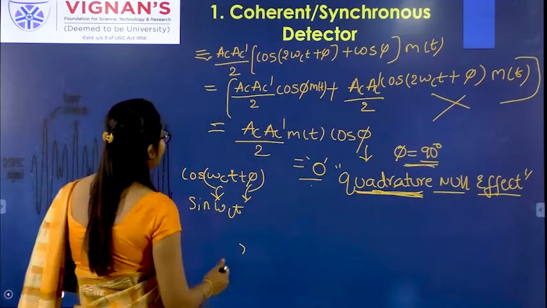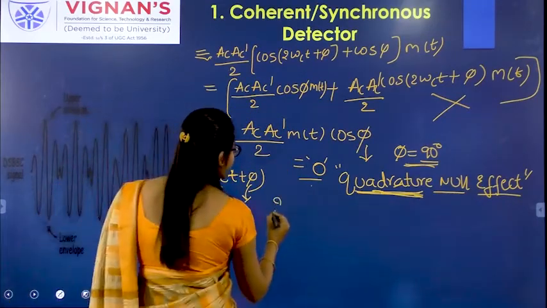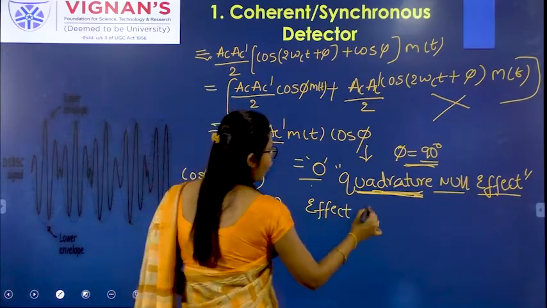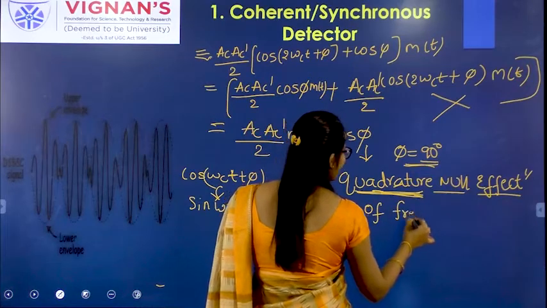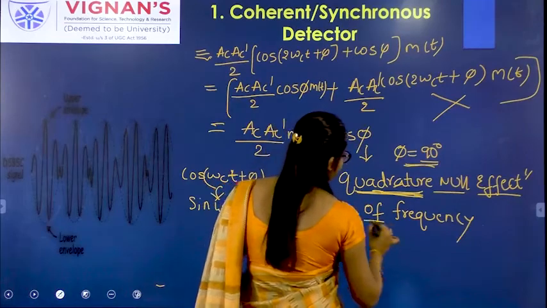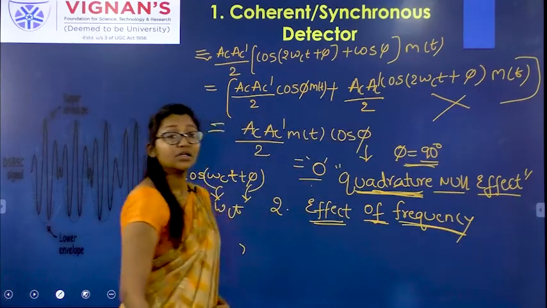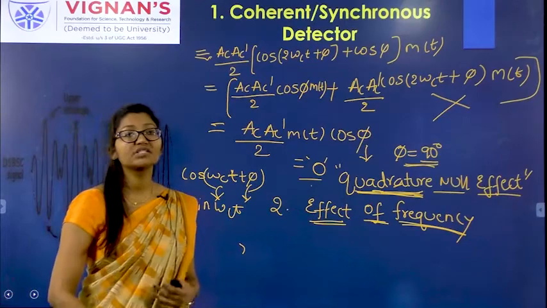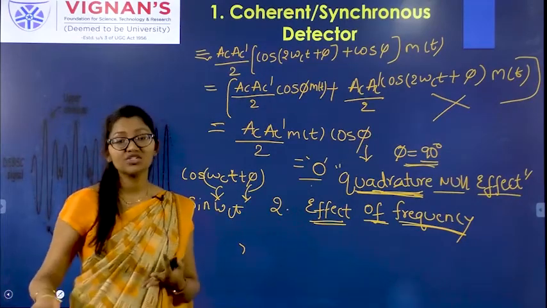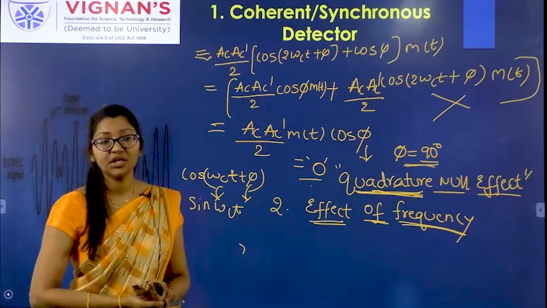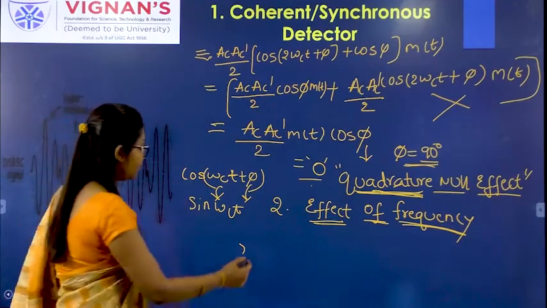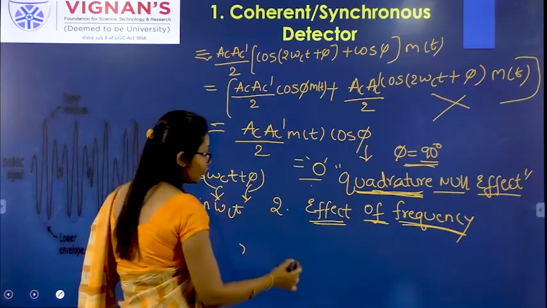So this is case 1. Now I am considering case 2. Case 2 is the effect of frequency. So not only phase, there will be an effect of frequency also. Right? Suppose your carrier frequency is, I am taking 1 megahertz, due to this effect, it may change to 1.1 or 1.2 megahertz. What will happen if there is a change of frequency? See the effect of frequency.